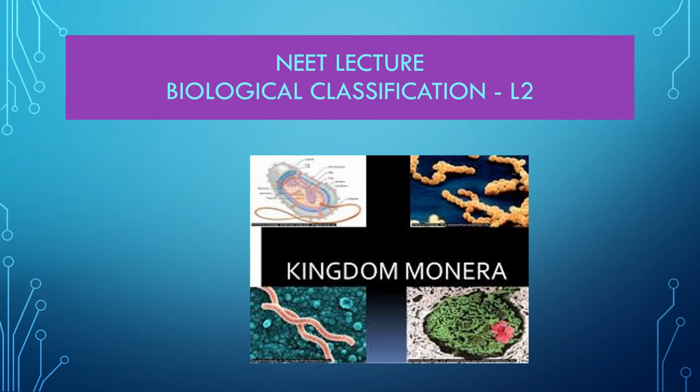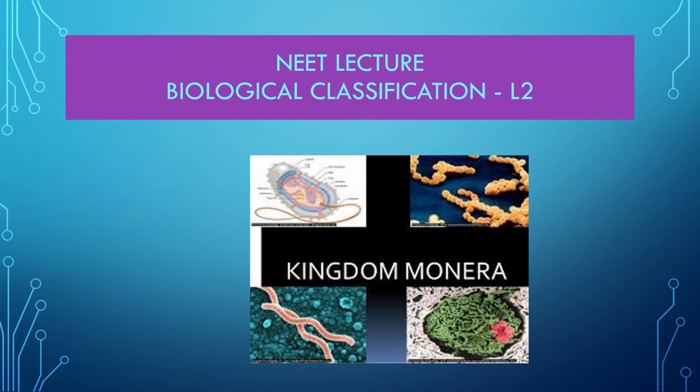Today, I'm going to discuss with you the second chapter of 11th standard biology, biological classification. We have already started with the lecture. Now, this is my second lecture based on biological classification. Initially, I discussed the two-kingdom system of classification, then the three-kingdom system, then the five-kingdom system, then the six-kingdom system.